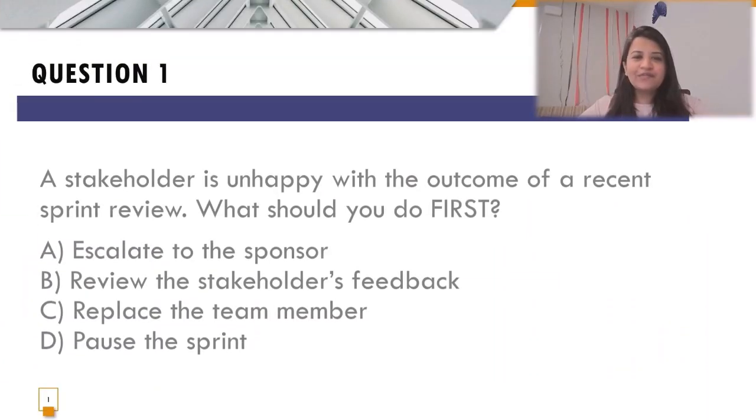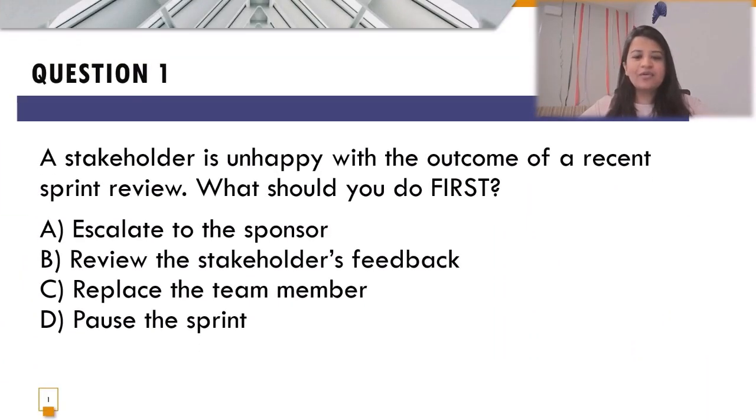So let's look at the first question. It says a stakeholder is unhappy with the outcome of a recent sprint review. What should you do first? Please identify the keyword first here as it helps us to understand how you should approach your answer. Options are escalate to the sponsor, review feedback, replace the team member, or pause the sprint.